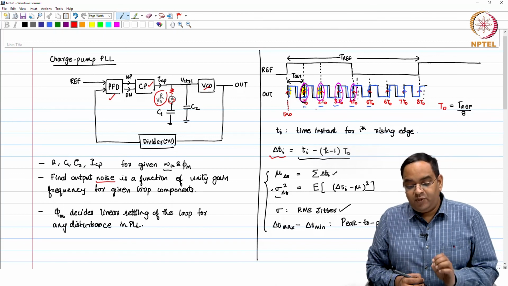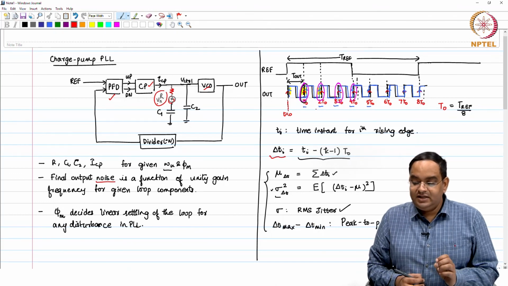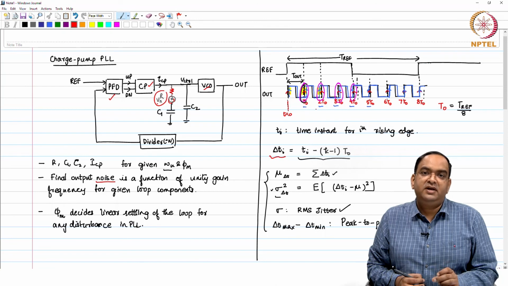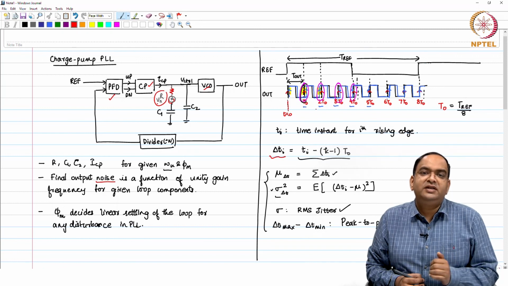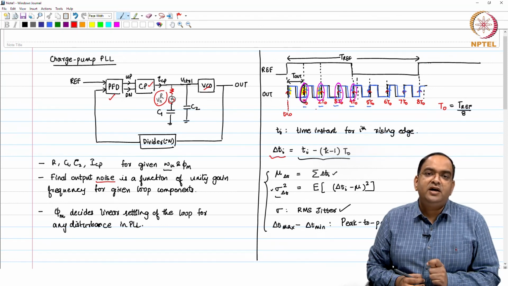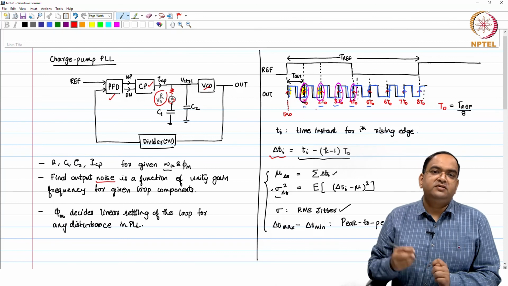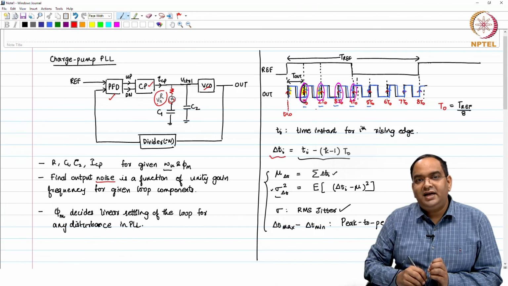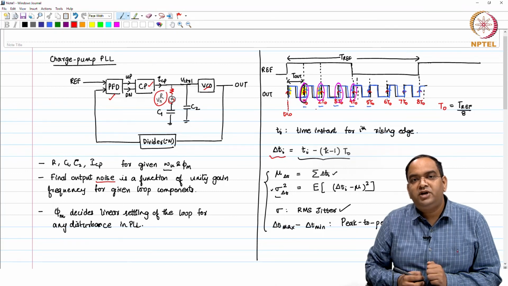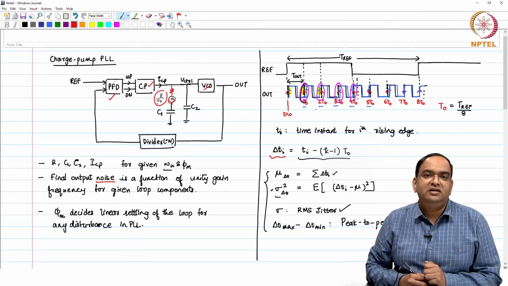An important point here is that these noise voltages and currents are so small that we can use small signal analysis to find out how these noise sources affect the output noise. And that is the way we are going to take forward the noise analysis in the charge pump PLL. Thank you.